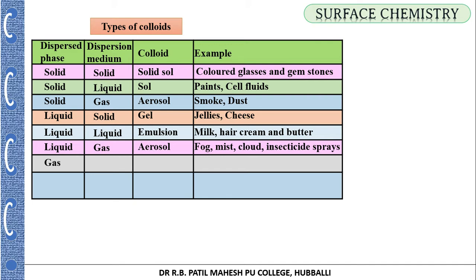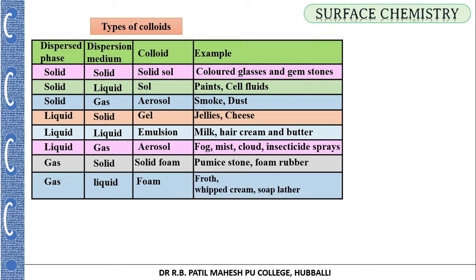Dispersed phase is gas, dispersion medium is solid, and that colloidal system is called solid foam. Example: pumice stone, foam rubber, etc. Dispersed phase is gas, dispersion medium is liquid, and it is called foam. Example: froth produced from soaps and detergents, whipped cream, soap lather are the examples. Shaving cream, whatever lather is produced, that also comes under foam.